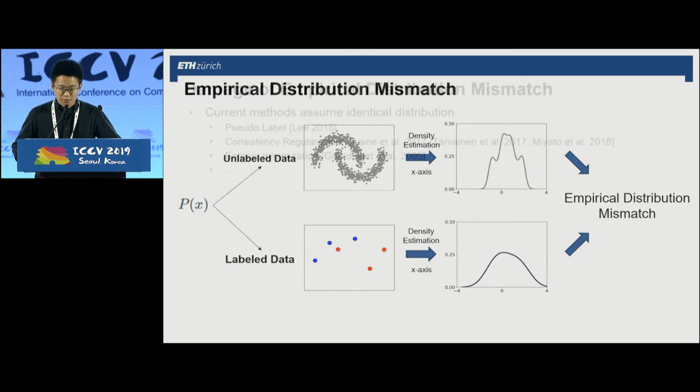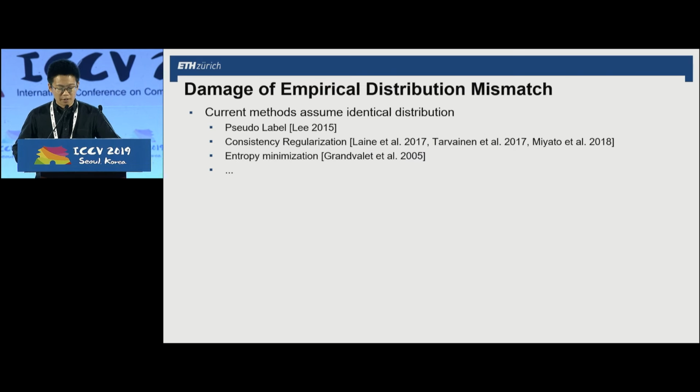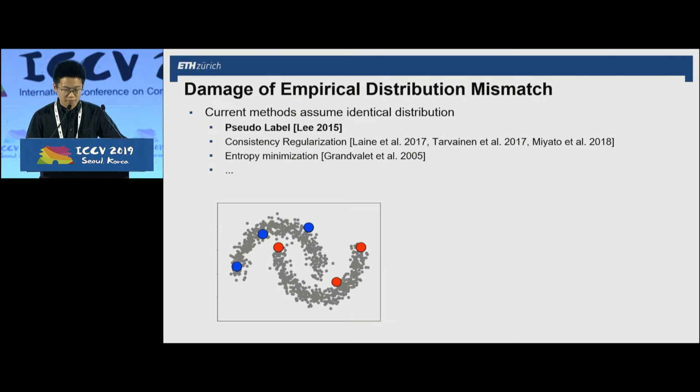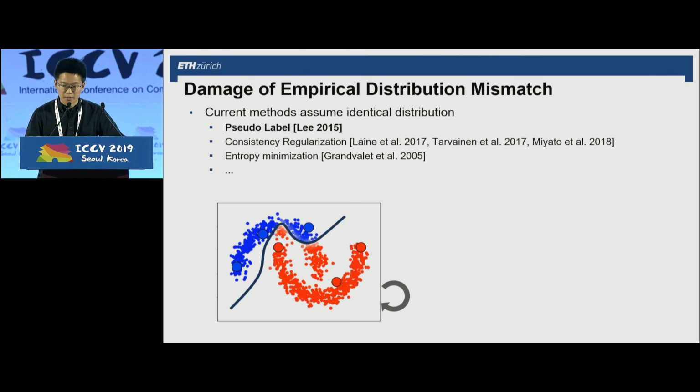Most current methods assume that labeled and unlabeled data are identically distributed. However, in practice, this assumption can be violated because of the empirical distribution mismatch. So let's take a look at the pseudo-label method. We learn a classifier from the 6 labeled points here, and iteratively assign pseudo-labels to the unlabeled data. However, the pseudo-label predictions here are biased.